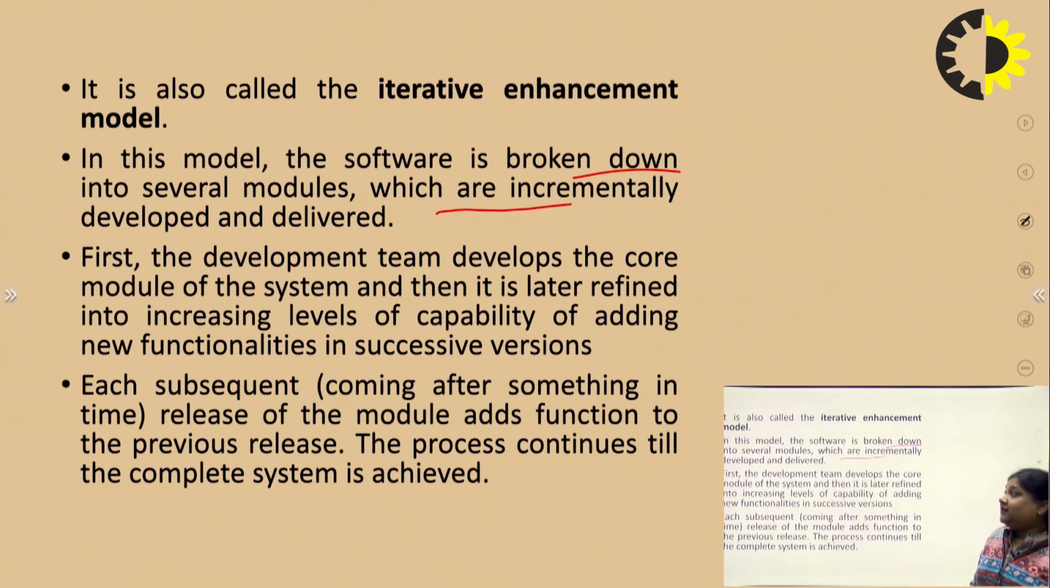First the development team develops the core module of the system, then it is later refined into increasing levels of capability by adding new functionalities in the successive versions. Each subsequent release of a module adds functionality to the previous version of the software, and this process continues till the complete system or the required result has been achieved.